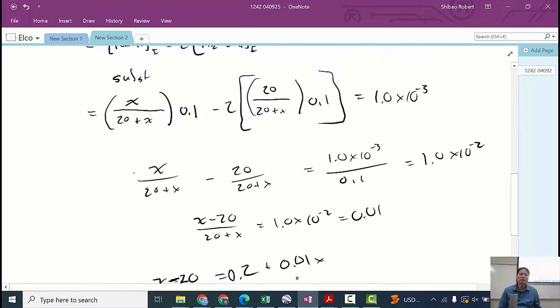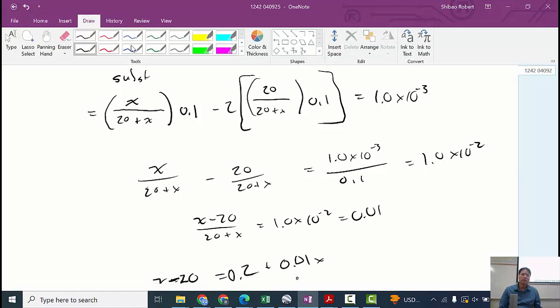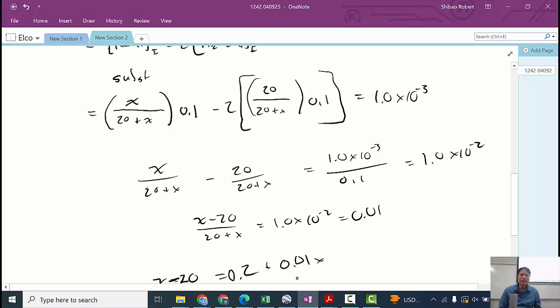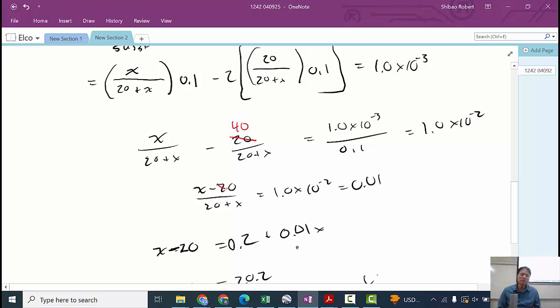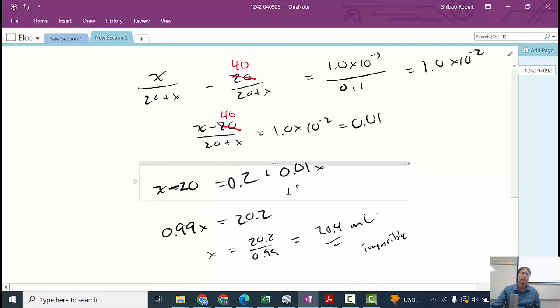Here, I forgot to multiply this by 2. And so what that means is this is not 20 here. This should be 40. 40 milliliters is at the second equivalence point, so it should be a little bit past the second equivalence point. And so this should have been 40 here. And this should be 40.2, not 20.2. Okay, now this looks more reasonable.